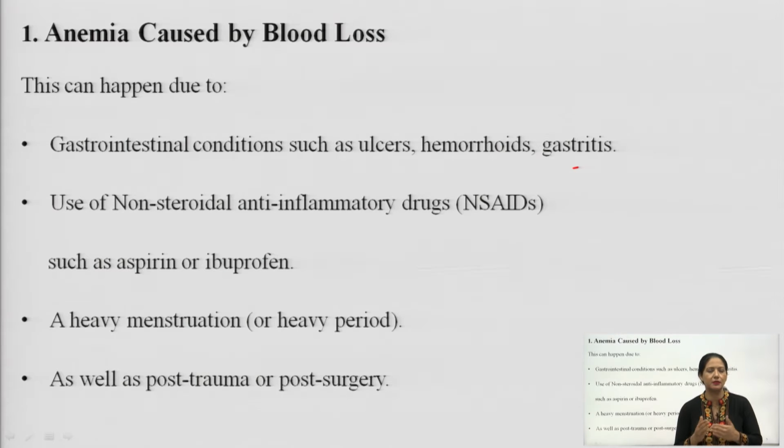NSAIDs or unnecessary use of NSAIDs, as we can say, and heavy menstrual cycle as well as post-operative trauma and surgery. So the first reason for anemia is excessive blood loss.